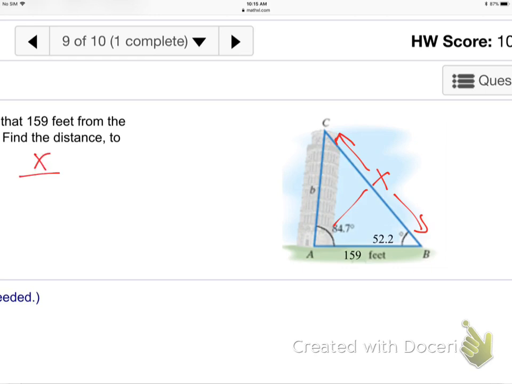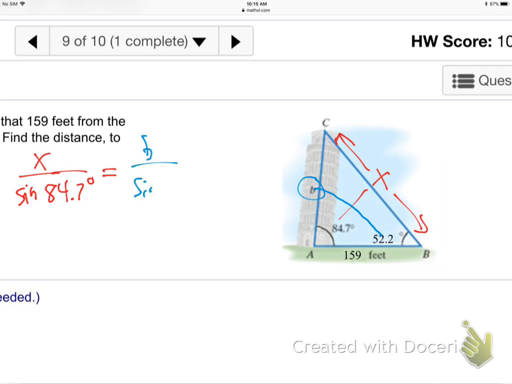So we could say like x over sine 84.7. Kind of scribbling it up, huh? So x over sine 84.7. Those two go together. But what other? I need another pair. I also either need b and the side angle across from him. I don't have b. So that's not going to help. Right? I can't go b.